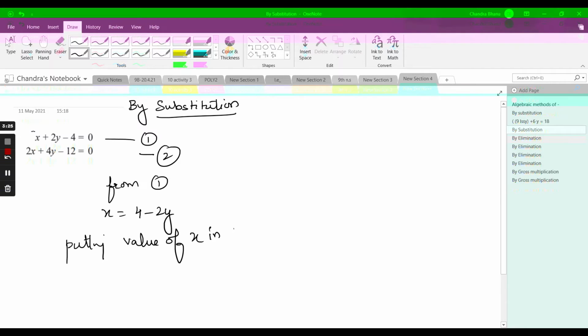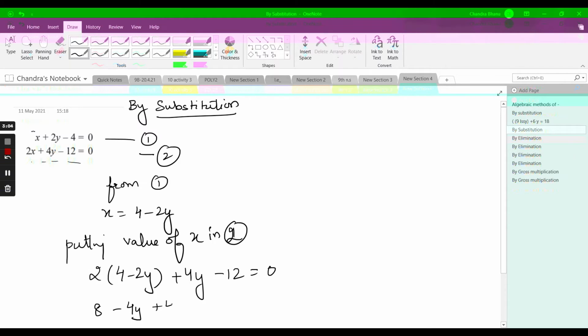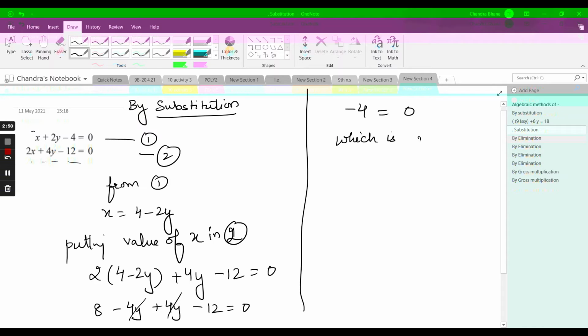Since I've taken x from 1, I'm going to put it in 2. So what is my second equation? 2x plus 4y minus 12. So instead of x, I'll write 4 minus 2y, plus 4y minus 12. Now my complete equation is in terms of one variable. So this is 8 minus 4y plus 4y minus 12 is equal to 0. Plus 4y and minus 4y get cancelled. So minus 4 is equal to 0, which is basically a false statement, which is not true. So when we get a false statement, we say we have no solution.